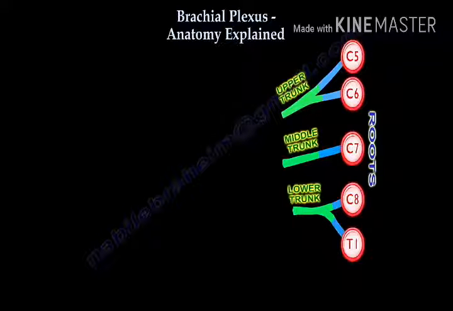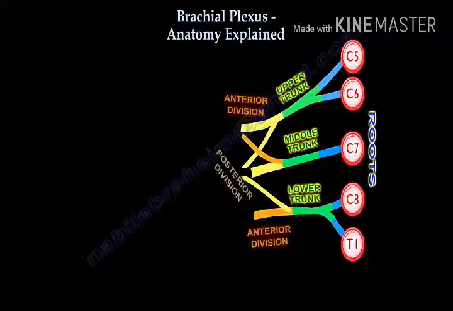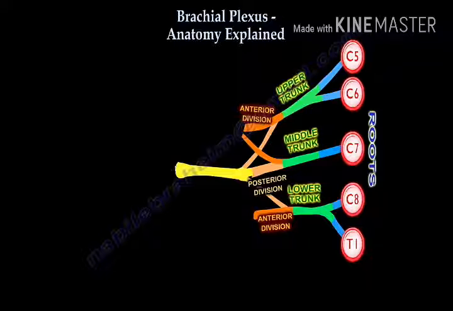Look at the ground and see the roots of the tree. After the roots of the tree, what do you find? You find the trunk of the tree. Each of the 3 trunks will split into 2 divisions, anterior division and posterior division. Here is the most important point. The 3 posterior divisions unite to form the posterior cord. This is, for me, the cornerstone of the brachial plexus, that posterior cord.